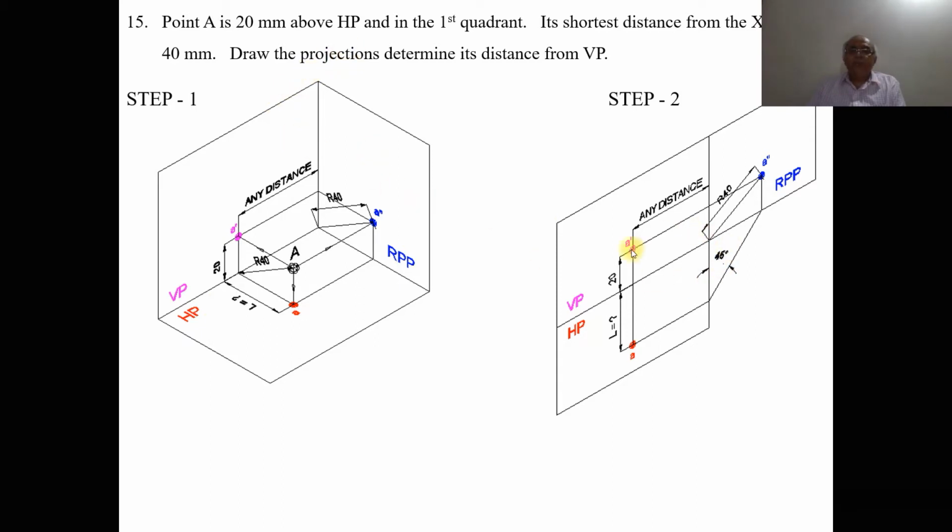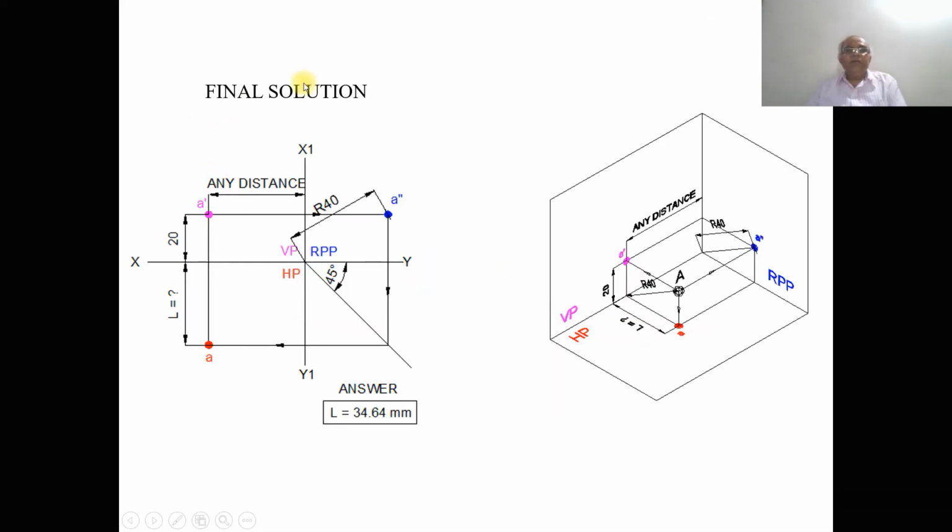When it is rotated, you will see both A dash and A double dash will be on the same line. So you are going to get this. Here this distance is above HP and this distance is in front of VP. But this will be the shortest distance, which will be the hypotenuse of the right angle triangle. So this is above HP, this is in front of VP. You know this data and you know this data. Therefore, we can calculate this data. That is the meaning of this. Now we will try to see the final solution.